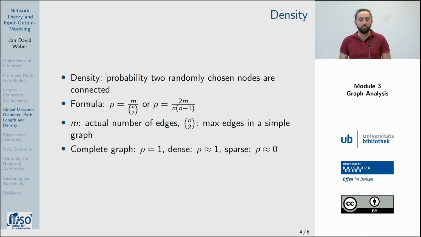So if we have a complete graph, the density, of course, is 1. The probability that two randomly chosen nodes are connected is 1. If we have an extremely dense graph, the density is close to 1, so there's a high probability that two randomly chosen nodes are connected with each other. If we have a sparse network, the density falls to 0.